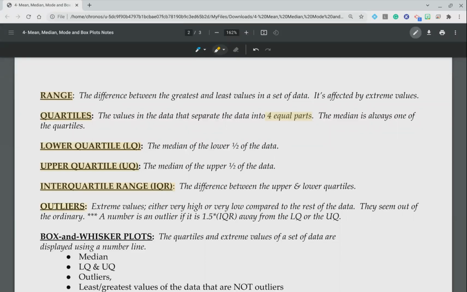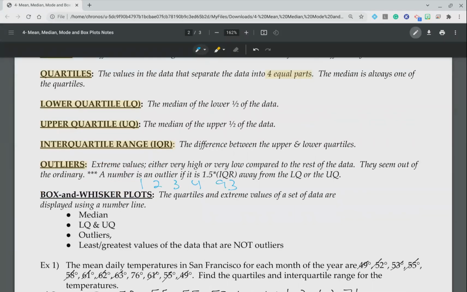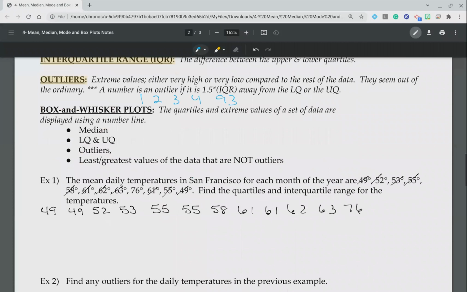Okay. An outlier is an extreme value. So this is something very high or very low when compared to the rest of the data. So for instance, say we had like 1, 2, 3, 4, 93. 93 is an outlier because it is so different from the other numbers in the set. Okay, and in order for something to be considered an outlier, it has to be 1.5 times the inner quartile range away from the lower or upper quartile. Okay, so that may be a little bit overwhelming, but we're going to go through all this.